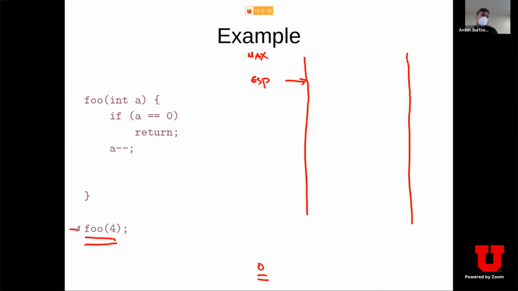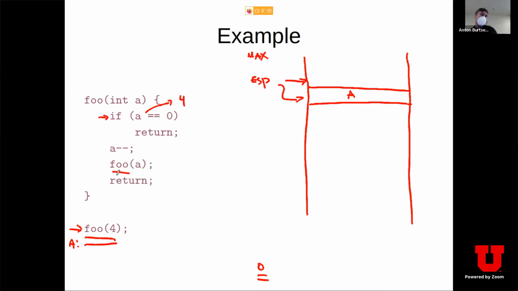Imagine you invoke this foo, and this is the label A, immediately after the invocation of the function foo. When you invoke it, passing 4 as an argument, this A gets placed on the stack, and ESP points right here. You get to this line, you check if A is 0; A is 4. You decrement A and invoke foo with 3. Imagine that this address is B. So when you invoke foo here, this B gets placed on the stack.